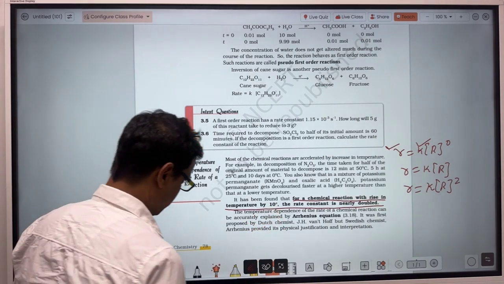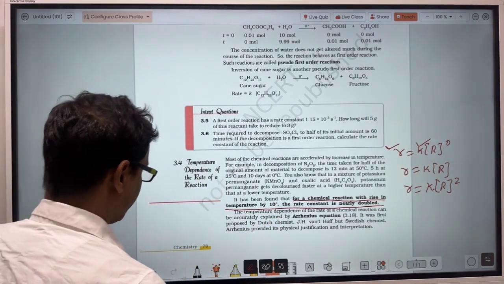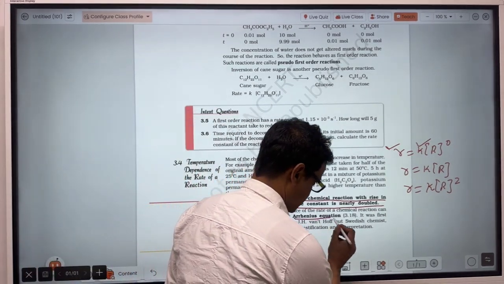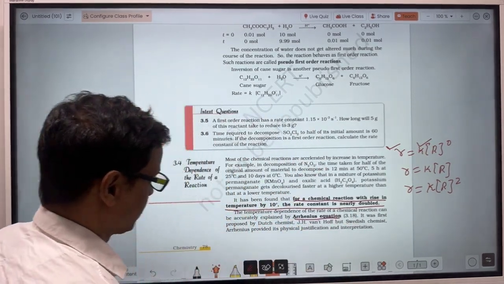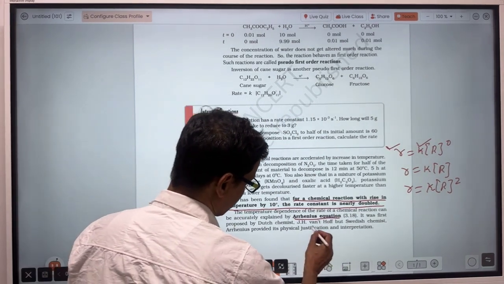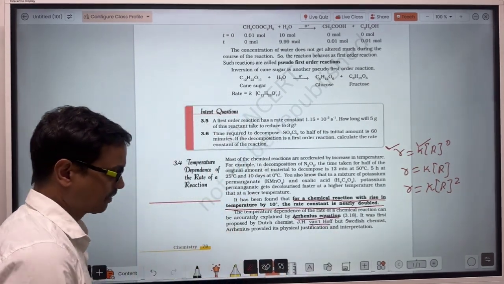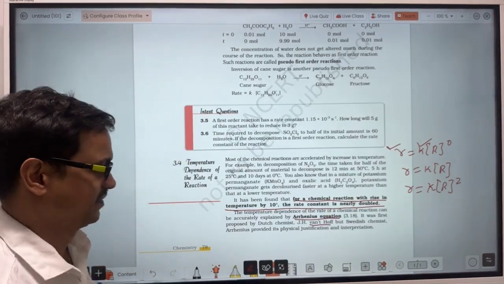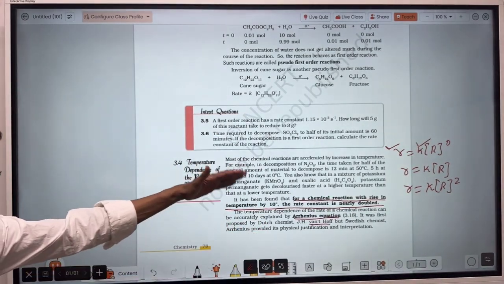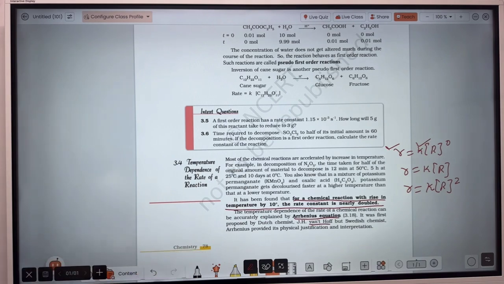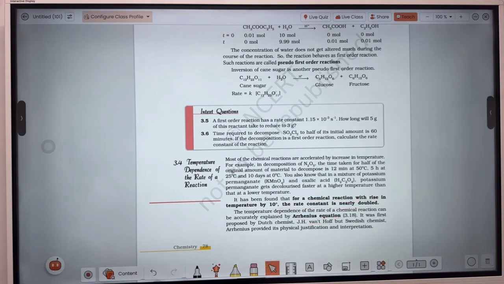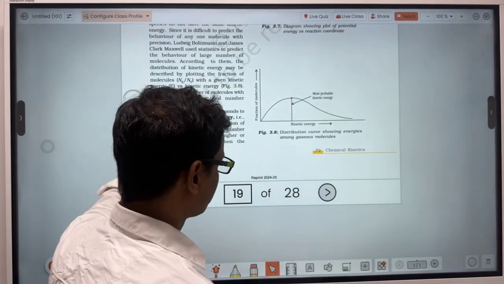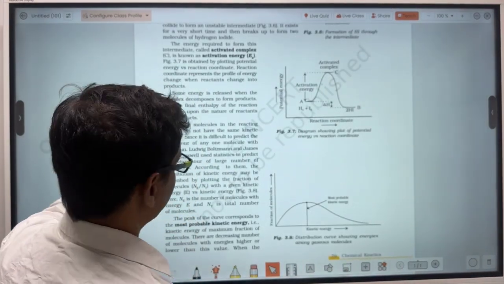Now, about the rate of reaction, we study it by the Arrhenius equation. It was first proposed by Van 't Hoff, but he did not explain the equation. Arrhenius explained it, so that is why it is called the Arrhenius equation. Now, what does the Arrhenius equation state?